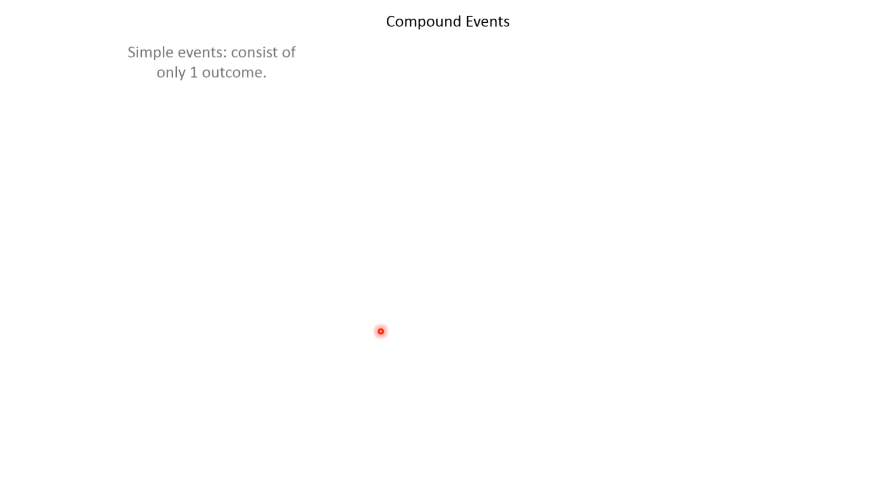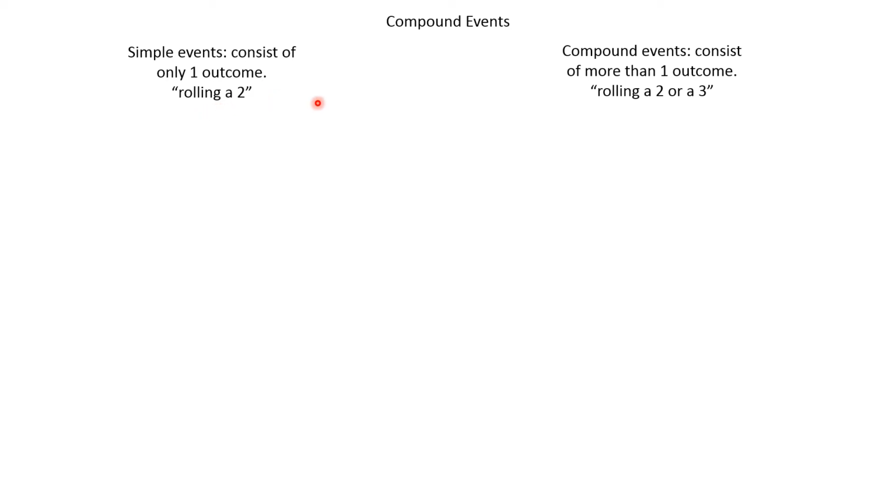Events come in two different types. We have simple events, which consist of only one outcome, such as rolling a 2. And we have compound events, which consist of more than one outcome, which could be rolling a 2 or a 3. So already we've been looking at, all right, rolling a 2, that's 1 out of 6 times. Rolling implies dice, as opposed to flipping, which would imply coins.